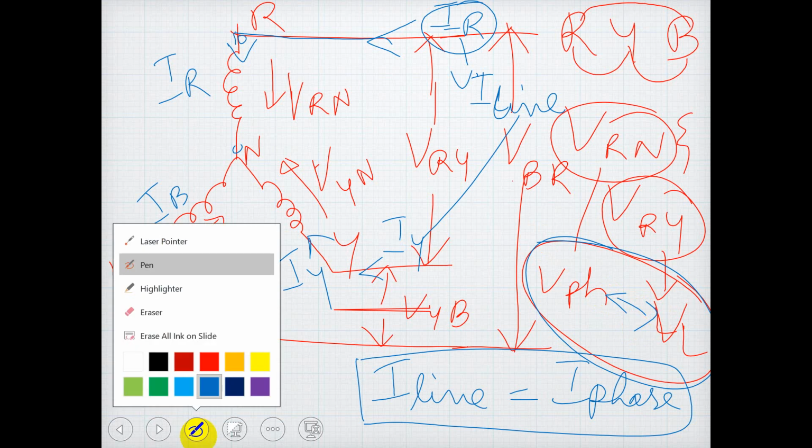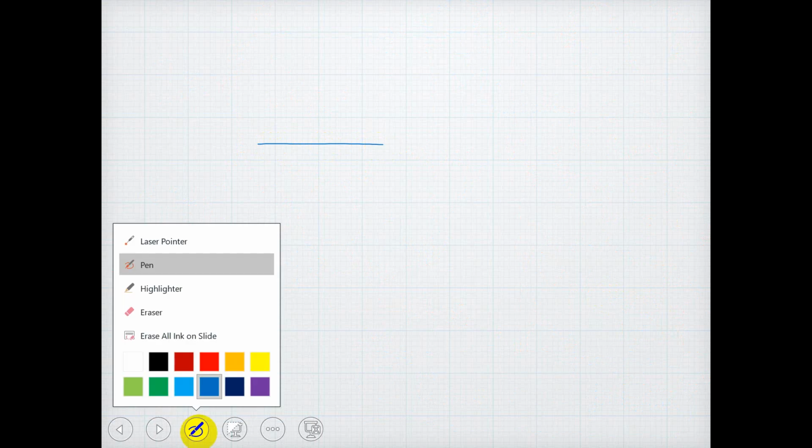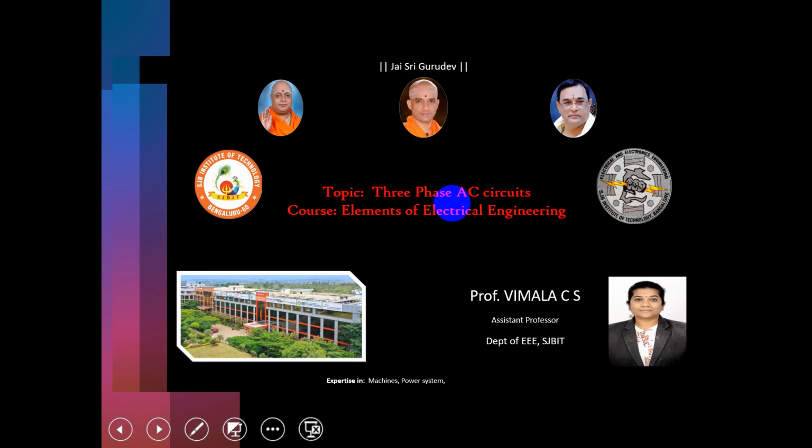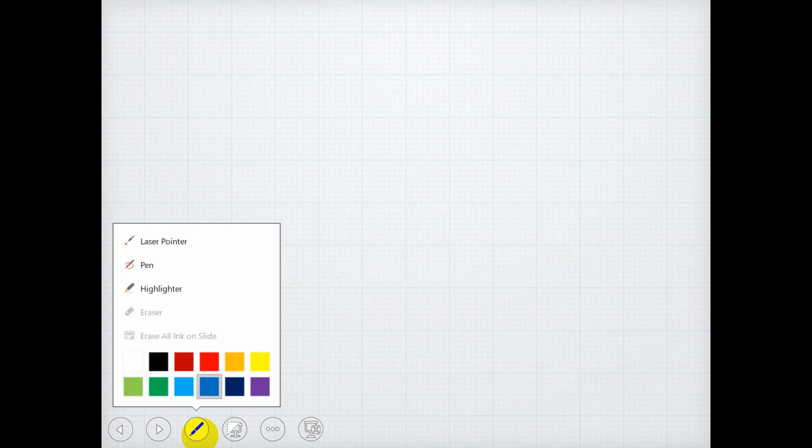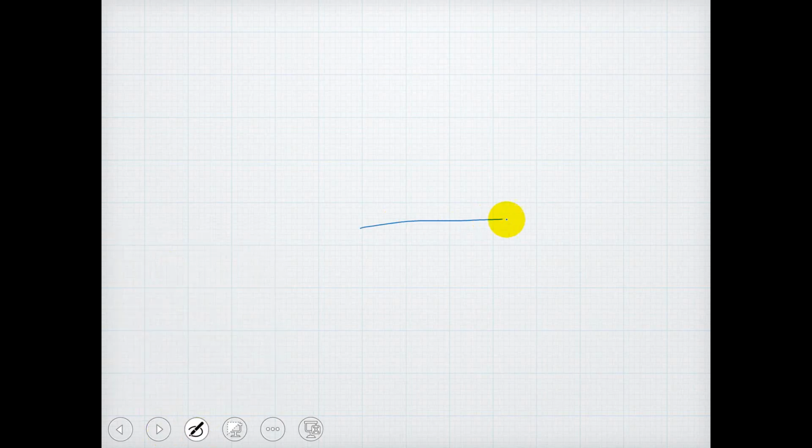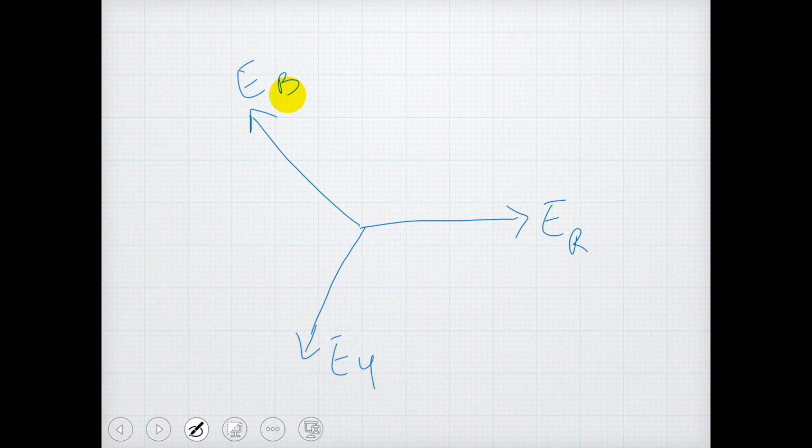So for that, let us write the vector diagram. Now we all normally take the reference as ER. So let us take a reference now. This is ER. To obtain one vector and prove the relation between these two, we have ER, EY and EB.